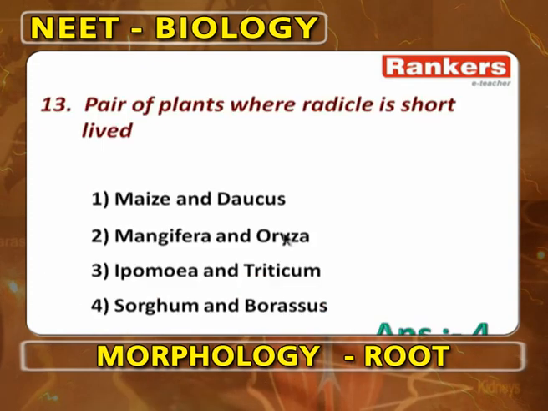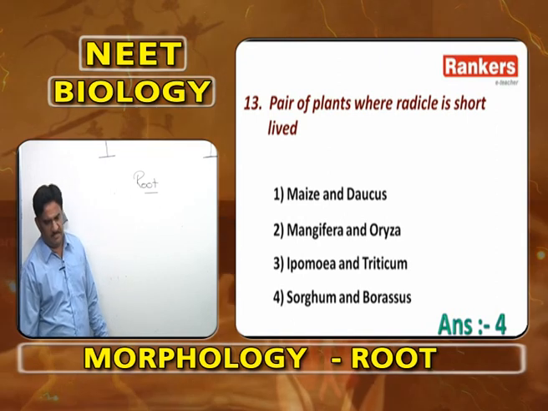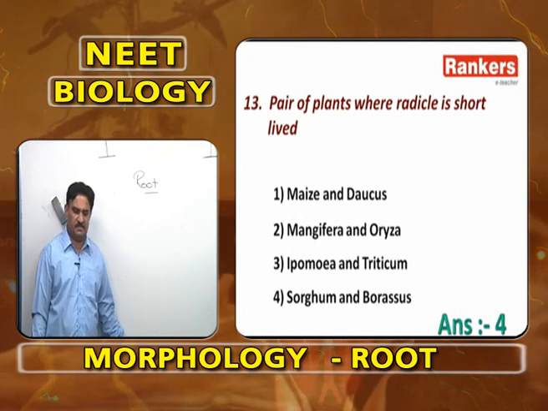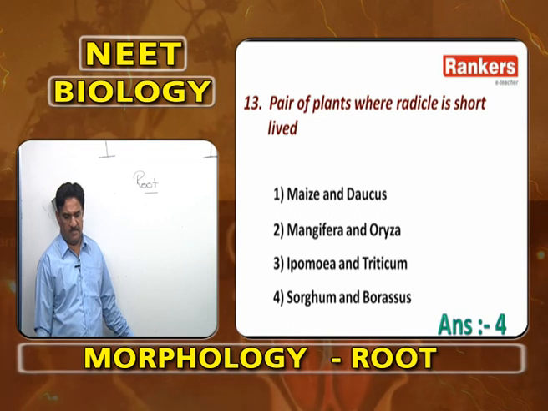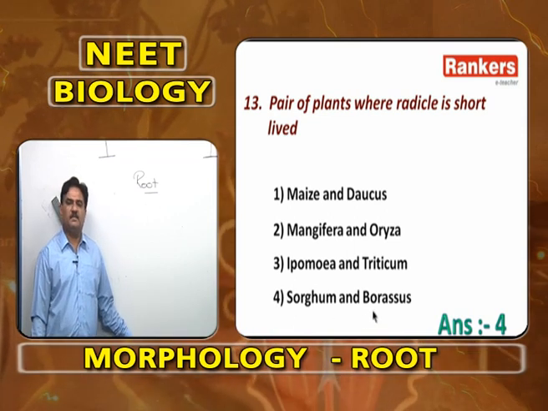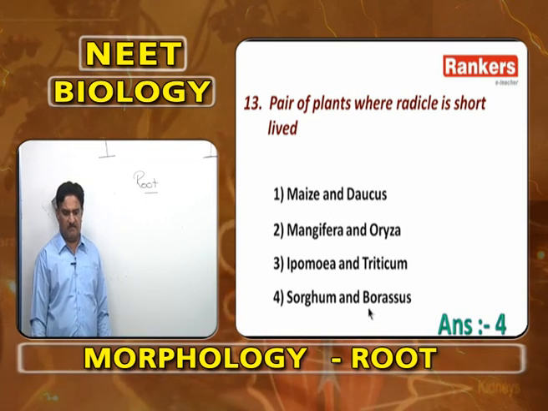Next, pair of plants where radicle is short-lived. Radicle short-lived means adventitious roots are present or fibrous roots are present. Example is sorghum and borassus, because their taproot is gone and adventitious roots are formed.